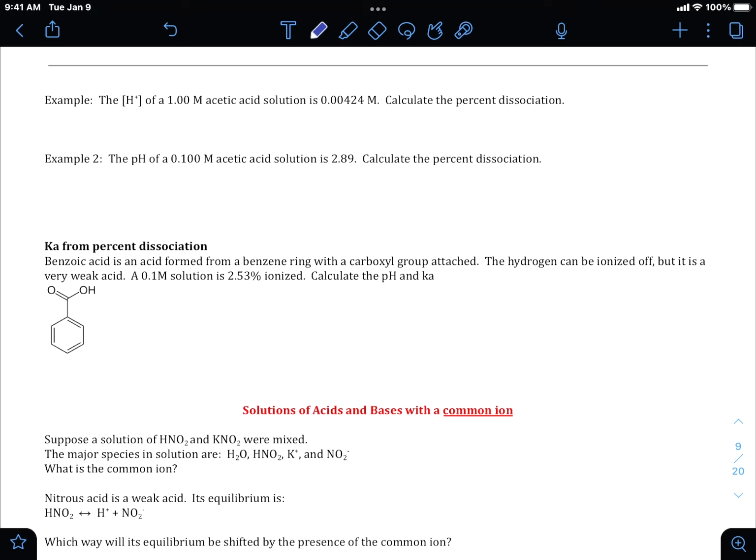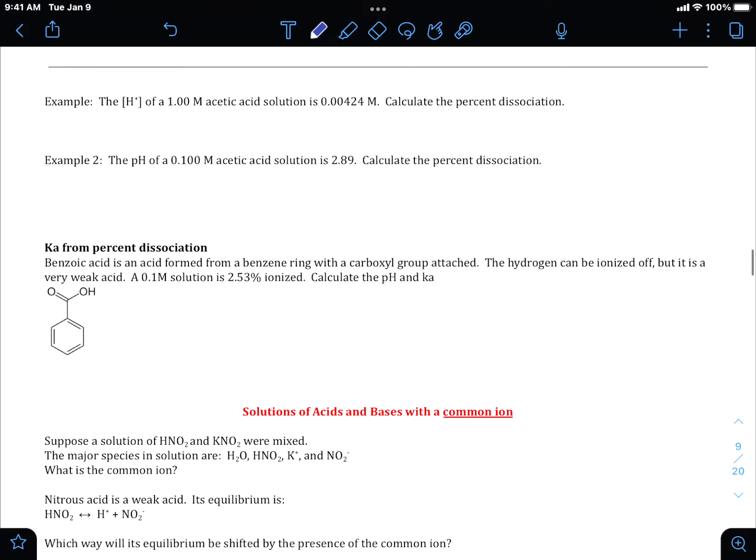Let's solve the percent ionization for two different scenarios. Here we have a 1 molar acetic acid solution, and here we have a 0.1 molar acetic acid solution. So one is 10 times more concentrated than the other. Let's see what we get. The H plus concentration of 0.00424 over an initial concentration of 1 molar times 100%. This will be 0.424% dissociated.